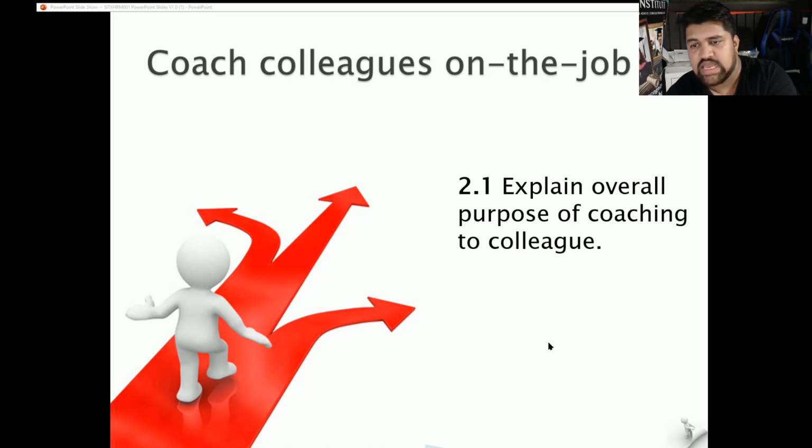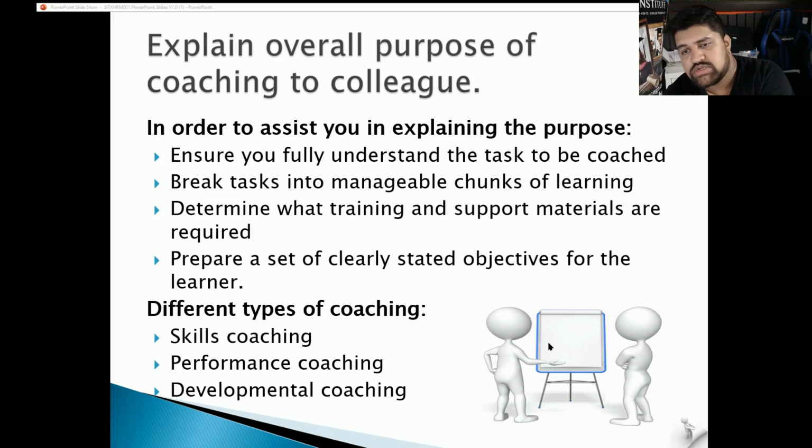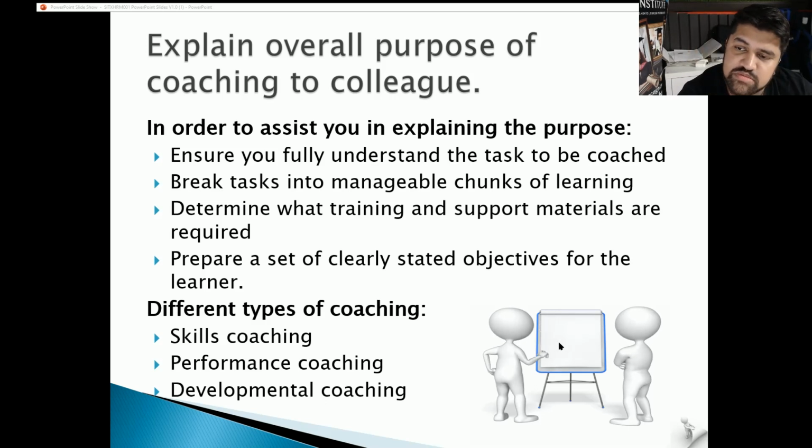Alright, 2.1. Explain overall purpose of coaching to colleagues. So in order to assist you in explaining the purpose, ensure you fully understand the task that you need to be coaching that person on. Break the task into manageable chunks for learning. If it's a big task, you might need to have multiple coaching sessions. Determine what the training and support material are, that you require to train that staff member. Prepare a set of clearly stated objectives for that learner. Different types of coaching could be skills coaching, performance coaching, or developmental coaching.